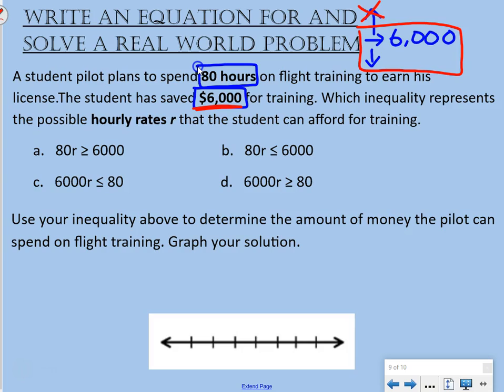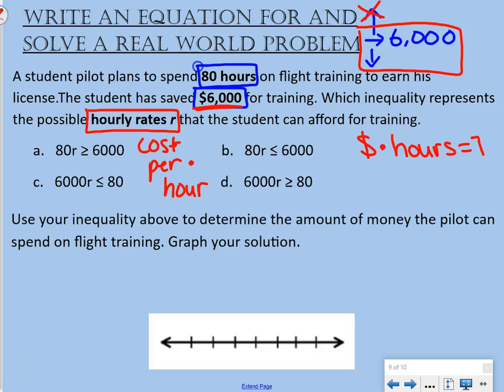Which inequality represents the possible hourly rates? So hourly rates meaning the cost per hour. So per means you're multiplying. So it's going to take a cost, some money, and you're going to multiply that by the number of hours that you're in training, and that'll give you your total amount. Well, do we know the hourly rate? No, that's still going to be money.